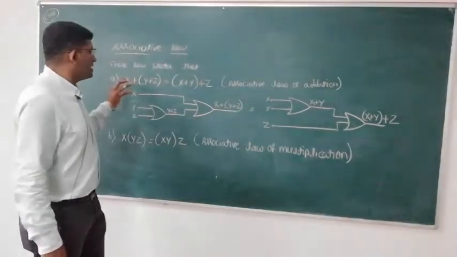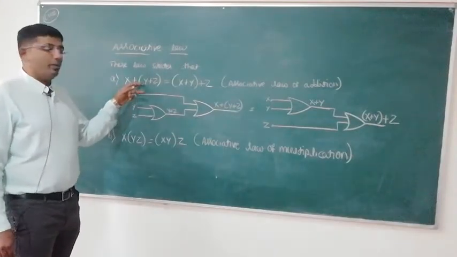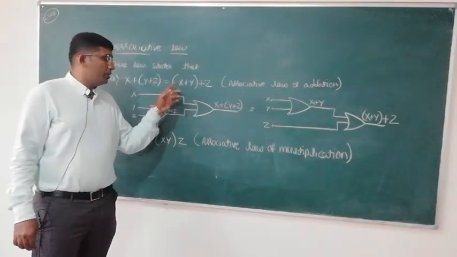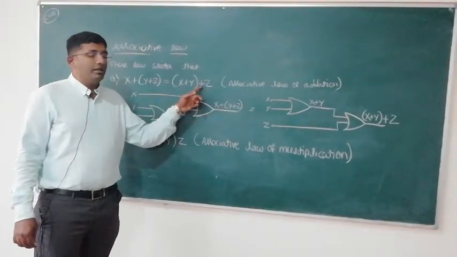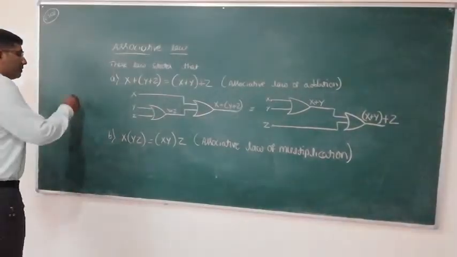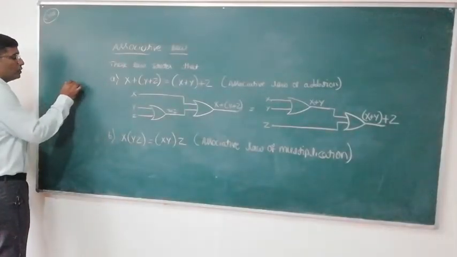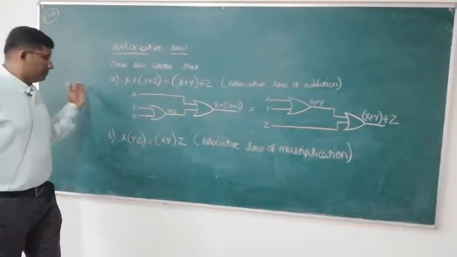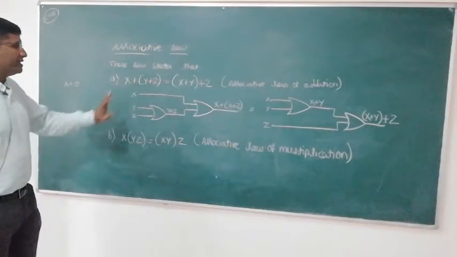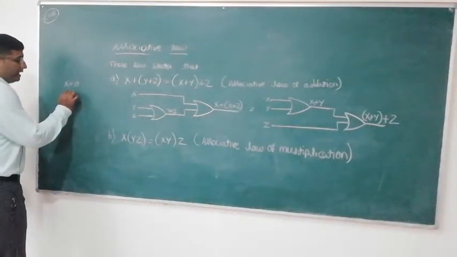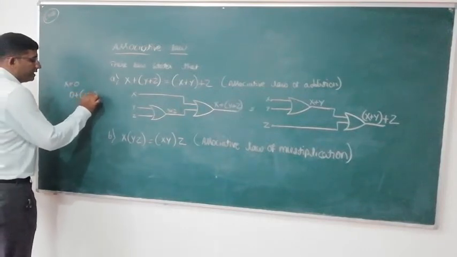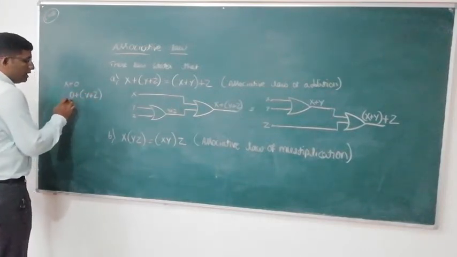If I am writing the expression x plus, by opening a bracket, y plus z, closing the bracket, is equal to, first I am putting the brackets for x plus y, then plus z, both are identical. To prove that one, I am considering the value of x is equal to 0, and substituting the value of x in both the expressions. First I am considering x plus yz. If x is treated as 0, 0 plus yz.